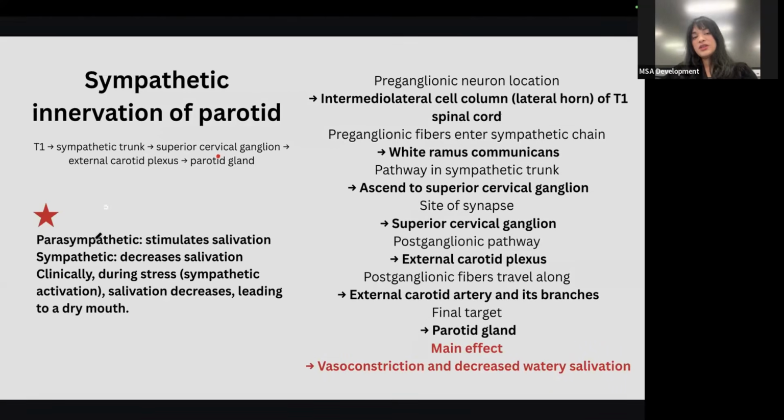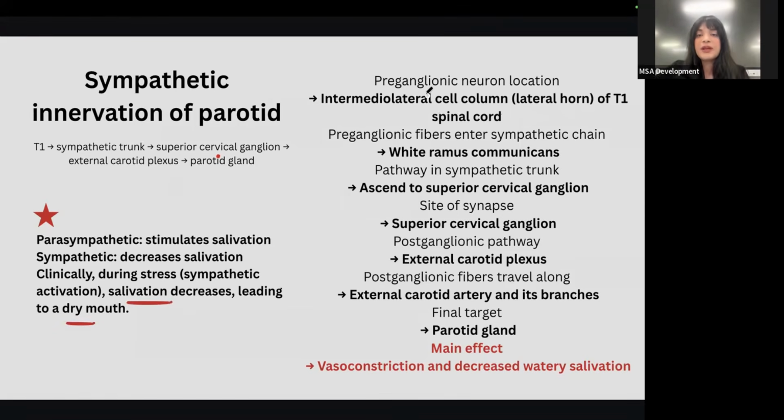Okay, so again, what's the difference between parasympathetic and sympathetic? It's okay to be confused. I still am. Parasympathetic stimulates salivation. Sympathetic decreases salivation. So clinically, if a person is stressed, they're sympathetically activated. So salivation is decreased, they have a dry mouth. Now, how do we go through the pathway?